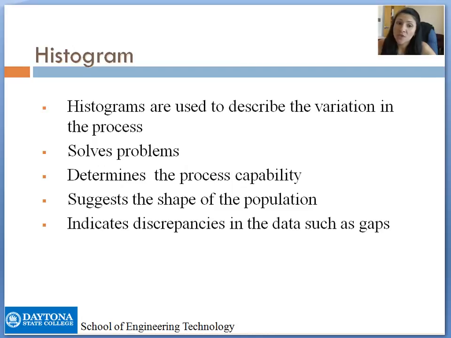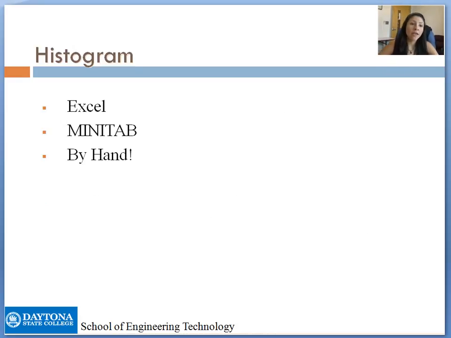Histograms are used to describe the variation in a process. The histograms will help you to understand how the data behave. It helps to solve problems, determines the process capability, suggests the shape of the population, and indicates discrepancies in the data such as gaps. To build it, you can use Excel, you can use Minitab, or you can do it by hand.